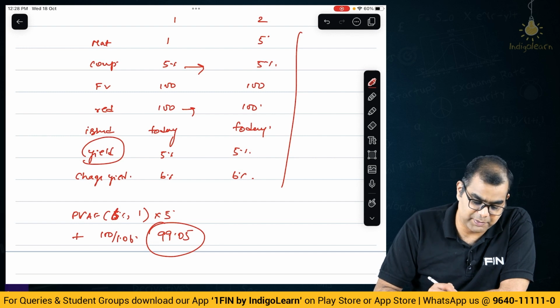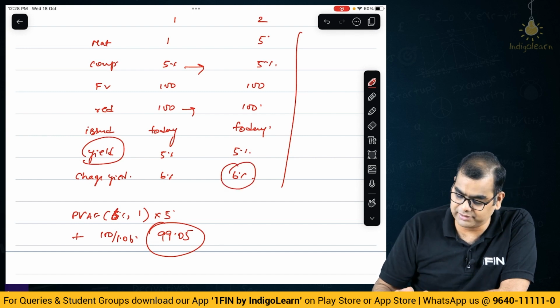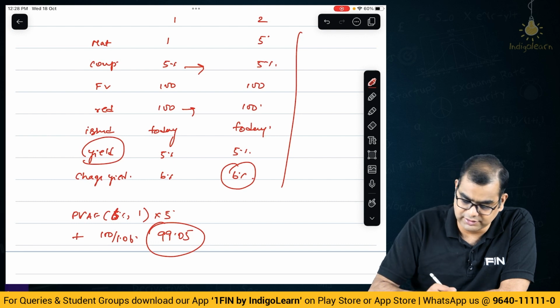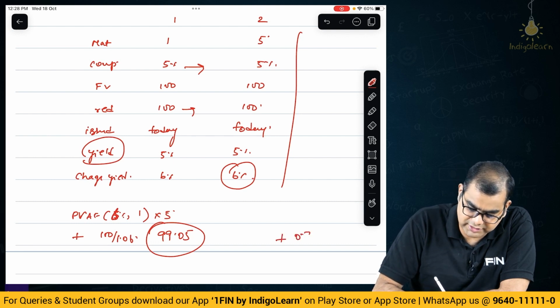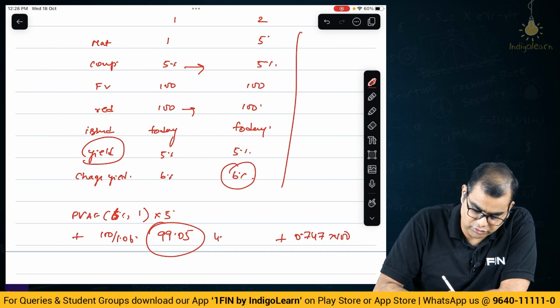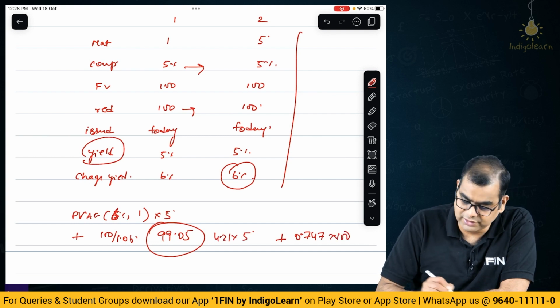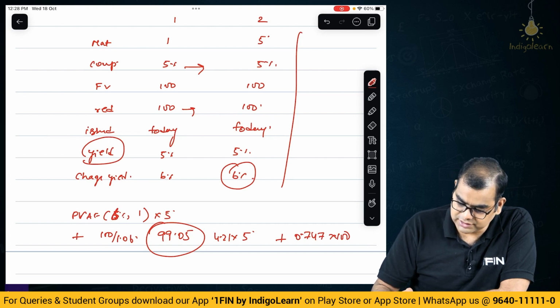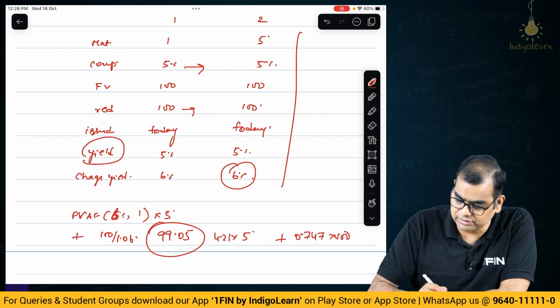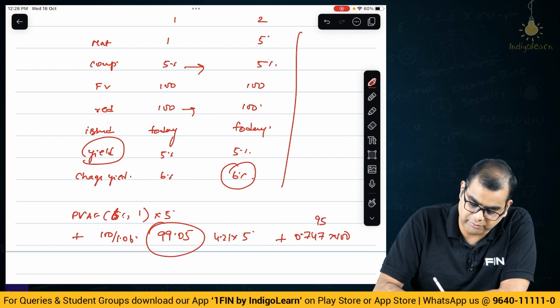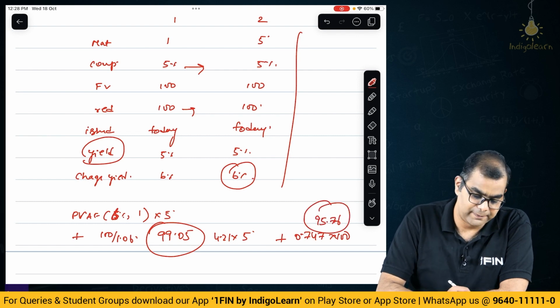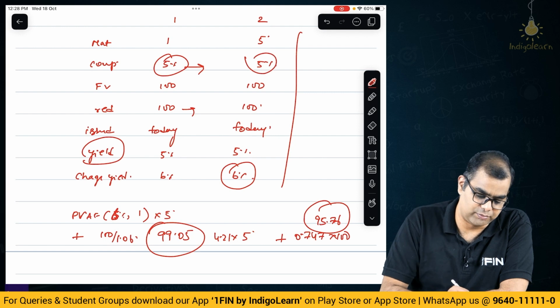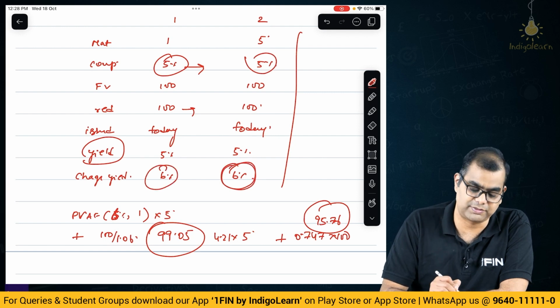Whereas if you reprice this particular bond at 6%, what will happen? 1 by 1.06, for 5 years: 1, 2, 3, 4, 5. So it will be plus 0.747 into 100, and the annuity factor is 4.21 into 5, which is equal to plus 74.7. You will get the value as 95.76. So see, both bonds are at 5%, but let's say there is a change in yield to 6%.